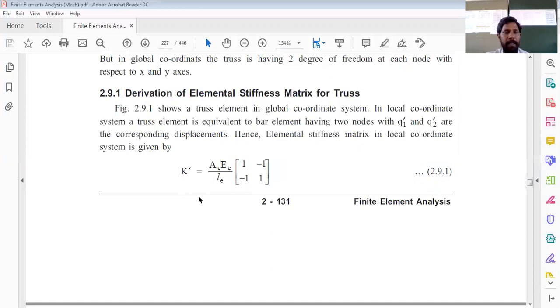So the stiffness matrix of bar is K equals AE by L times the matrix [1 -1; -1 1]. So in local coordinate system, as truss is equivalent to bar, the stiffness matrix of truss in local coordinate system you can consider as K equals AE by L times the matrix [1 -1; -1 1].